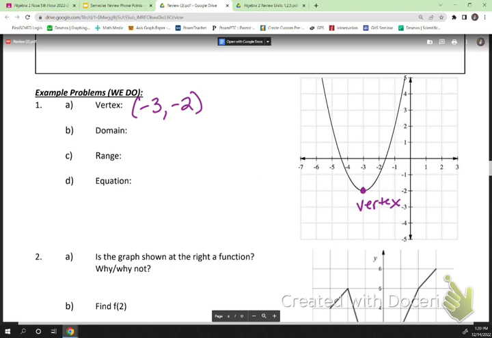What's the domain going to be? All real numbers. What's the range going to be? Yes, y is greater than or equal to negative 2. And now we have to write the equation.